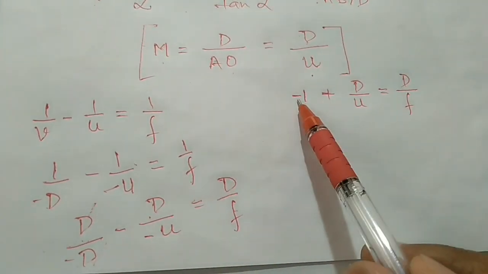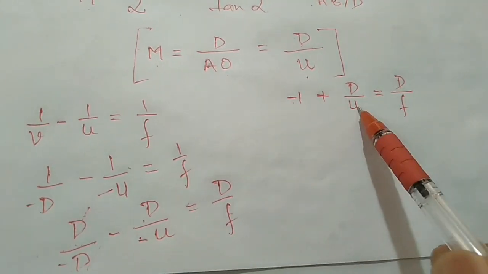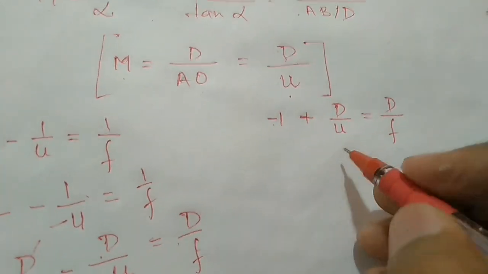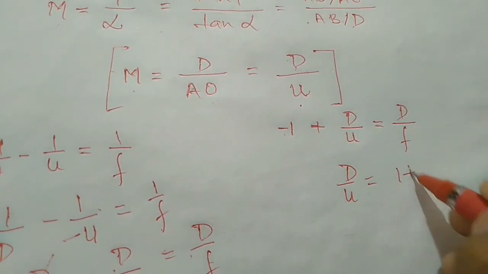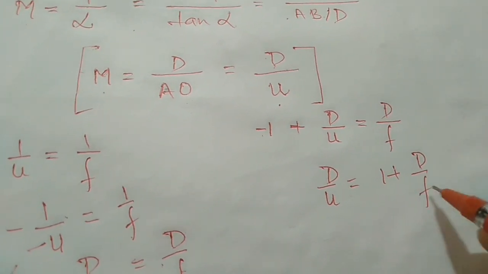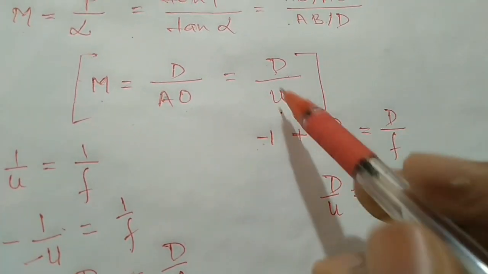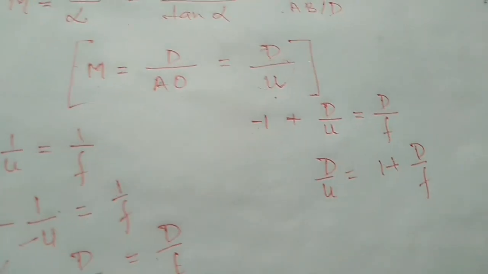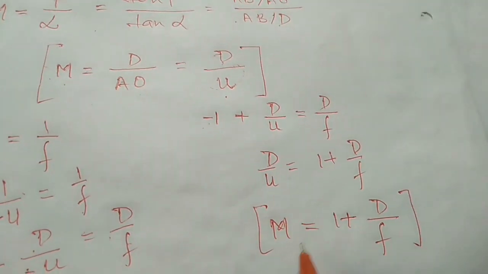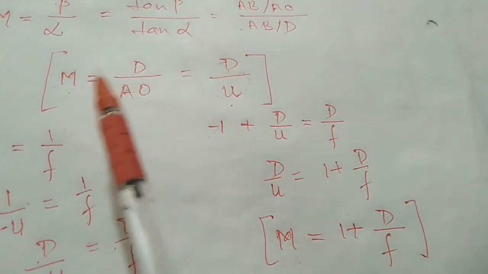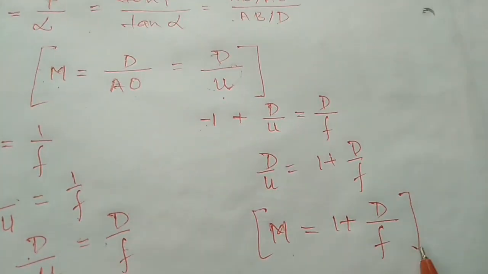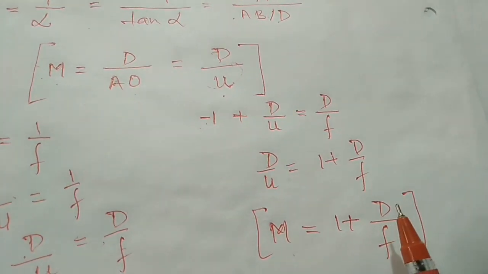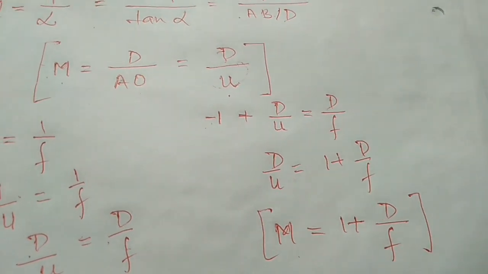So minus 1, because D is cancelled, this becomes positive. D by U is equal to 1 plus D by F, because this minus goes to that side. And D by U is the magnifying power M. So we have another equation: the magnifying power in terms of D, the least distance of distinct vision, and the object distance, and a different one in terms of the least distance with the focal length.